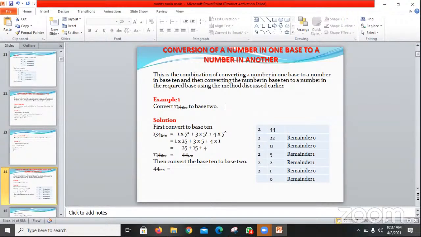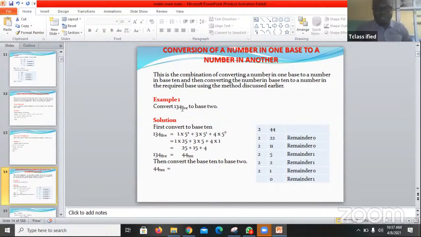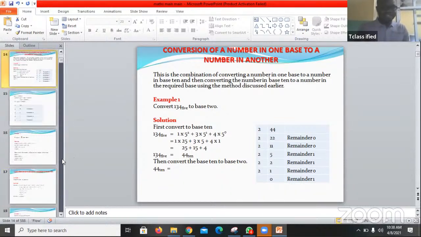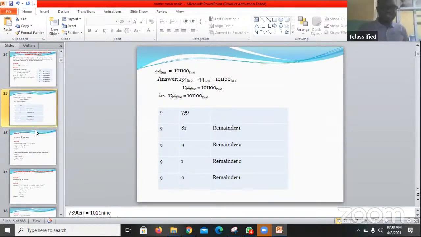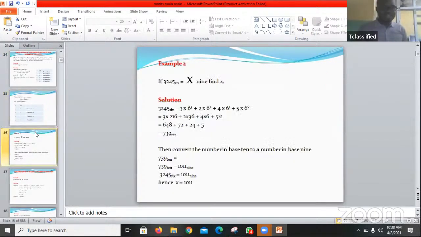Yes, sir. That's what actually happened here. They wanted to convert from base 5 to base 2. So they converted from base 5 to base 10, which is this 44. Then they converted this 44 to base 2 by repeated division by 2. Is that clear? Yes, sir. Okay. So this is where they did it, and they also did it here. This is where we're going to stop.